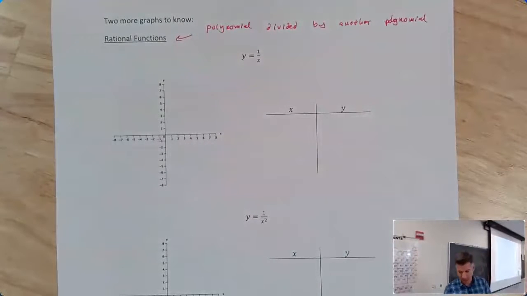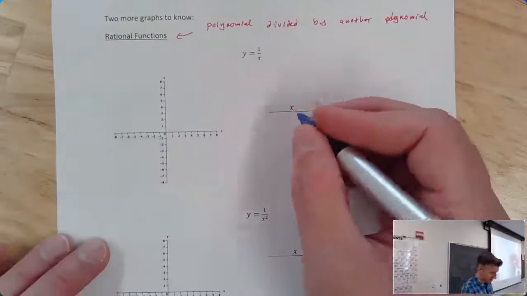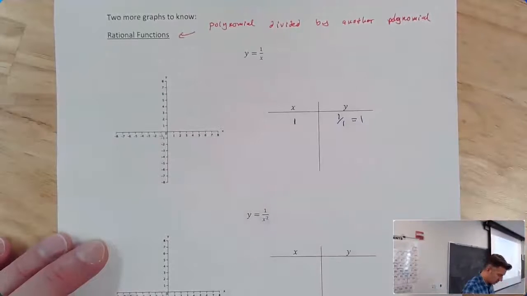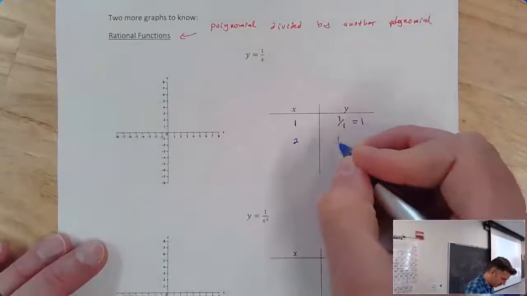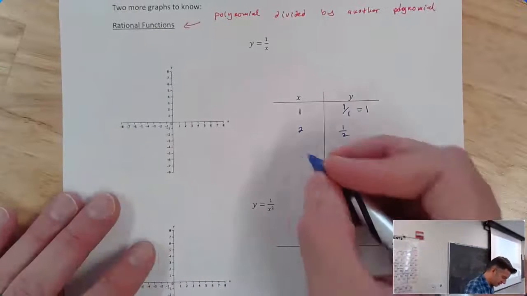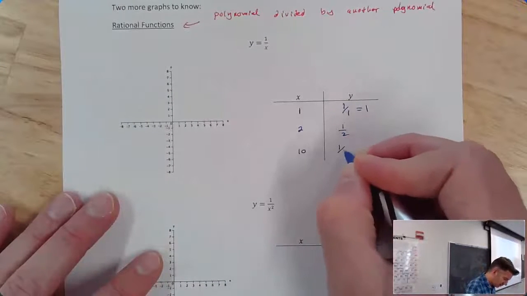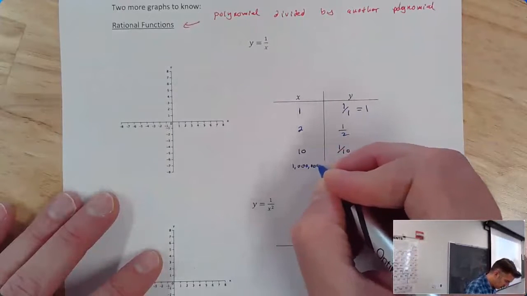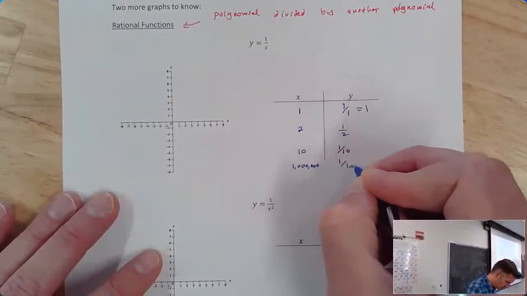And let's see what happens if we pick some values for x. Let's pick some easy values like 1. If x is 1, y is 1 over 1, which is 1. If x is 2, y is 1 over 2, or 1/2. And let's go big for a second, if x is 10, y is going to be 1/10. And if x is 1,000,000, y is going to be really, really small.